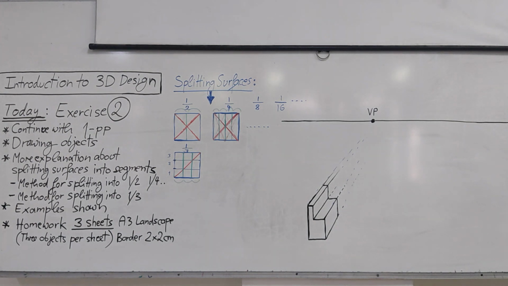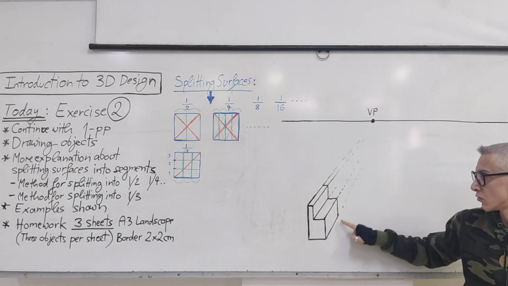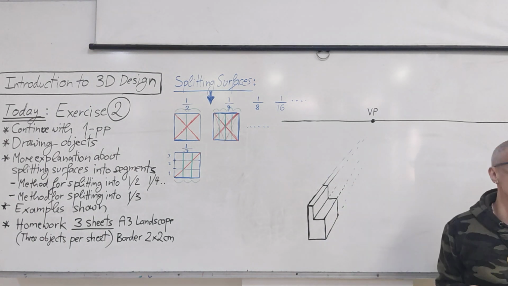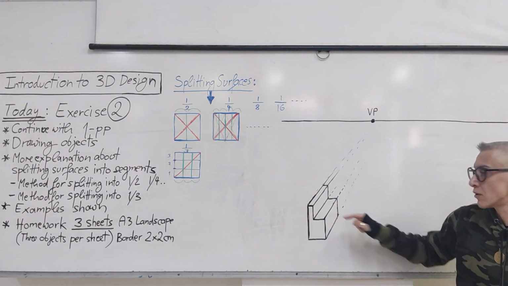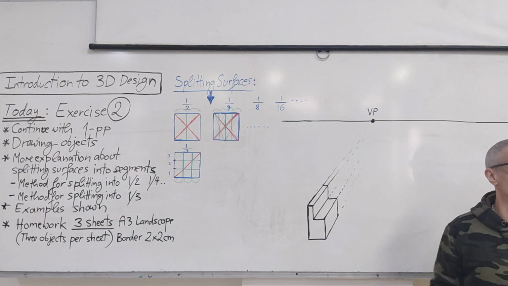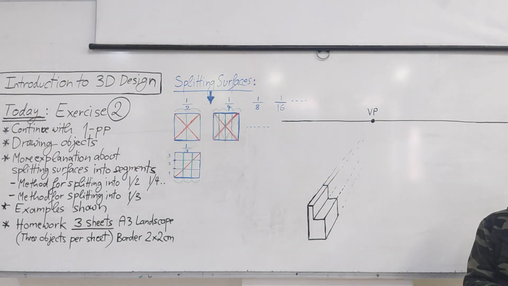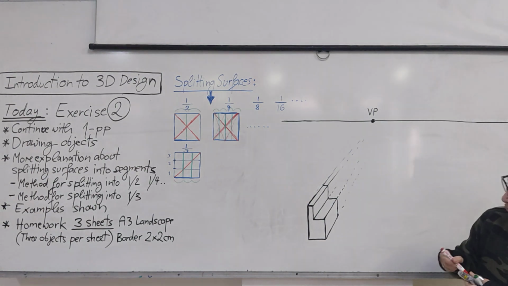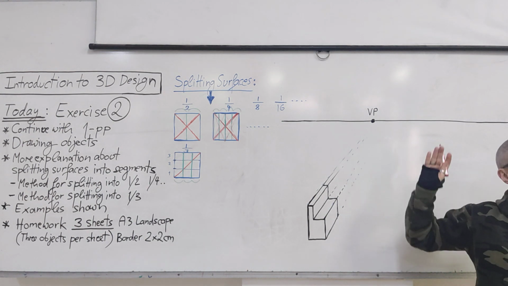Now, this object is not finished. I want to split this surface. Do you see this surface? We want to split it in half. Because, let's say this is a furniture piece, and here we have two doors we want to open. So we want to split this surface in half. So the same method we applied there, we will apply here. So what is the first step? I don't know the measurements. I just want it in half correctly.